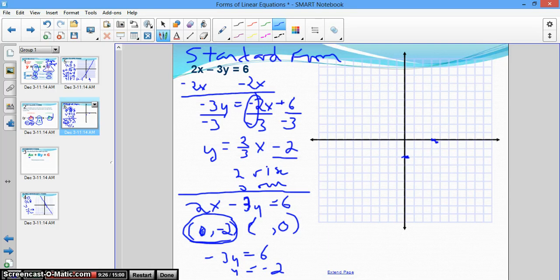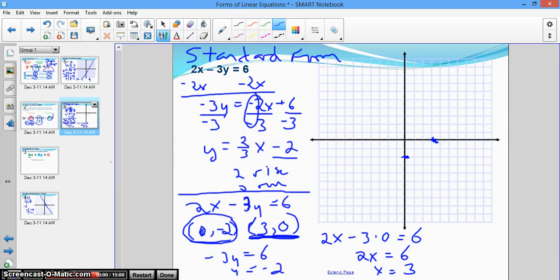But what this form will also give us now is the x-intercept by substituting 0 in for y. So let's look at that and say if we substitute 0 in for y, we get 2x minus 3 times 0 equals 6. So that would be 2x equals 6, or x equals 3. So our point would be 3, 0. 1, 2, 3. And look what we found. Our points are identical.